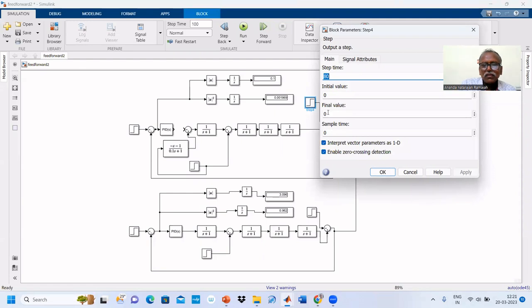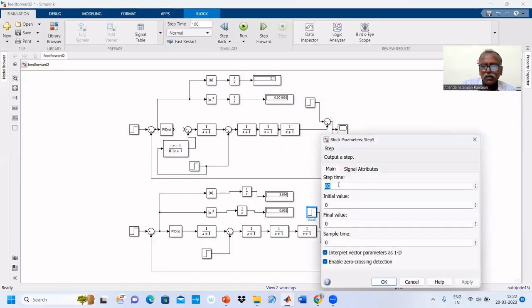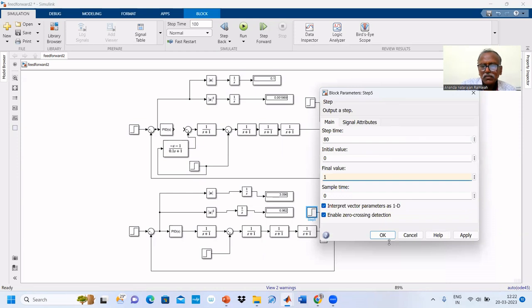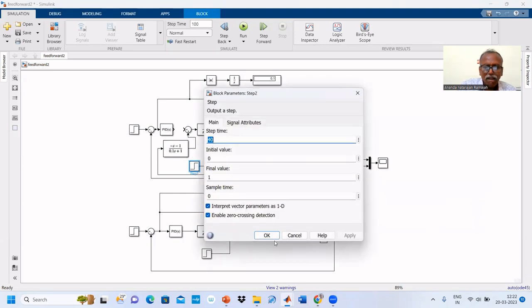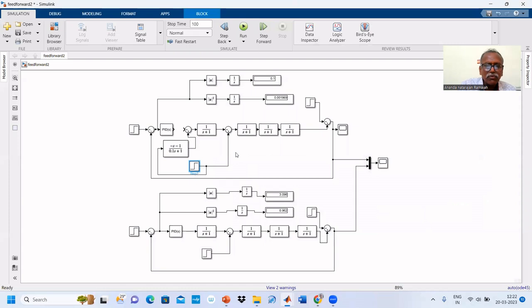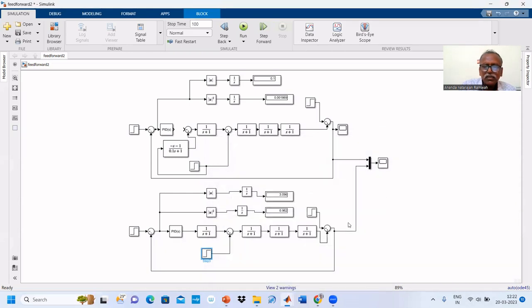Let us give another disturbance at the 80th second. Here we are giving at the 80th second. Here also we are giving at the 80th second. Final value is 1. So for this, what happens? Let us check. So we are giving two disturbances. One disturbance is at 40th second. That is given at the input for which we designed a feed-forward controller. Another is given at 80th second. For that, there is no feed-forward controller. So let us check.